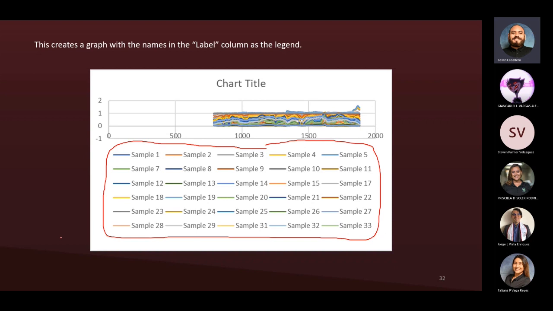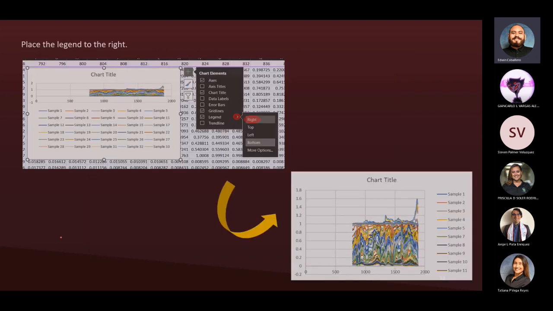So what we're going to do is place the legend to the right. So I'm going to click on the plus sign on the graph. I'm going to go to legend, the arrow on legend, and I'm going to choose right. And that way, the legend goes from the bottom of the graph to the right. And now it looks a lot better.